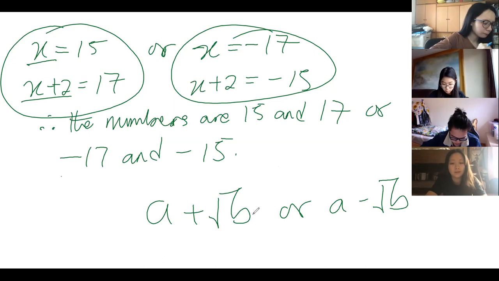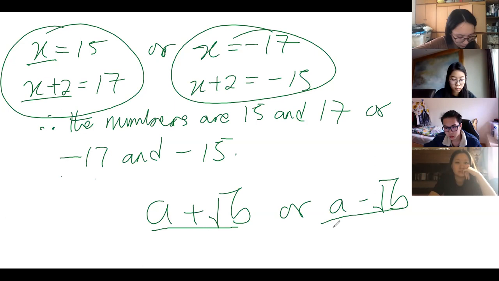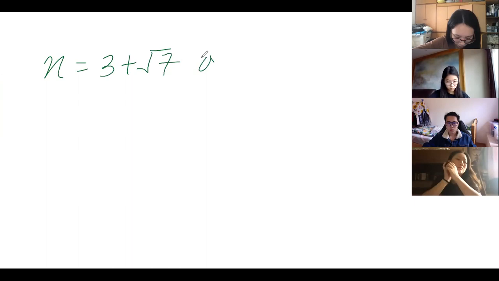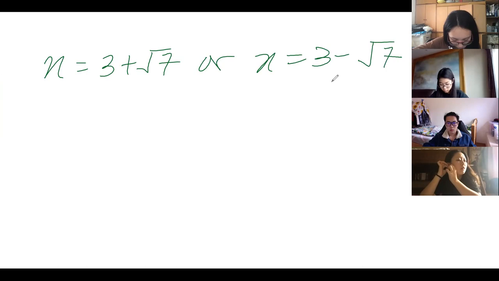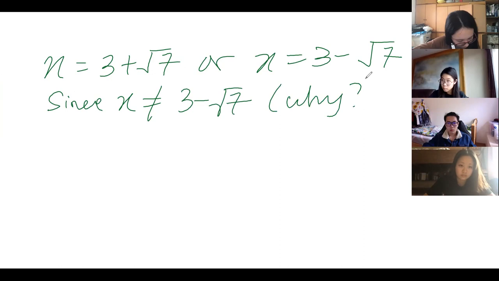Can you tell me, Leo, why the negative one will not be accepted? If you have A plus root B and A minus root B, one of them is negative. Let's say this one, why would this one be rejected? So you have x is equal to this or this. For example, x is equal to 3 plus root 7 or x is equal to 3 minus root 7. And I claim that x cannot be this. So I write something like, since x cannot be equal to 3 minus root 7, can you tell me why? That's my question now. And I say therefore x is equal to this or whatever the question is asking.